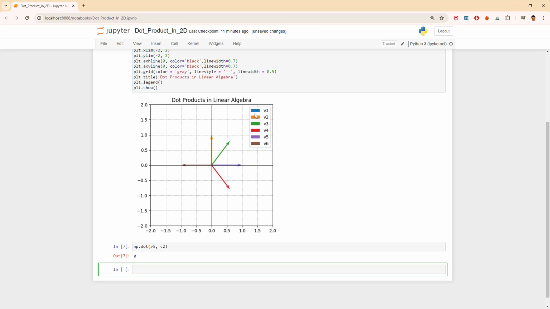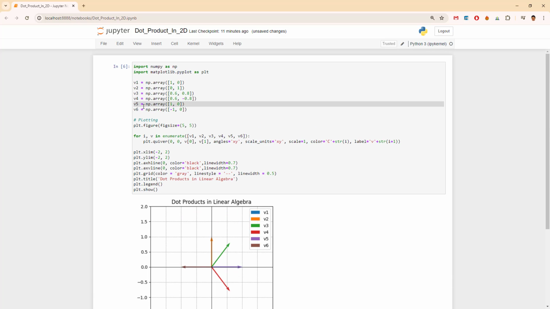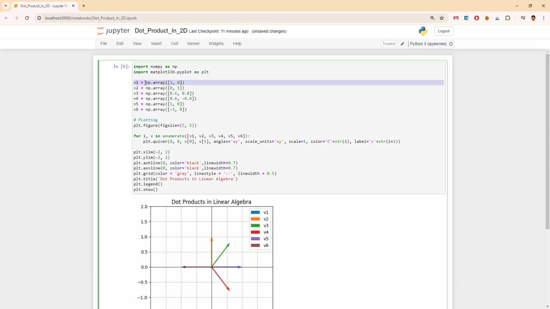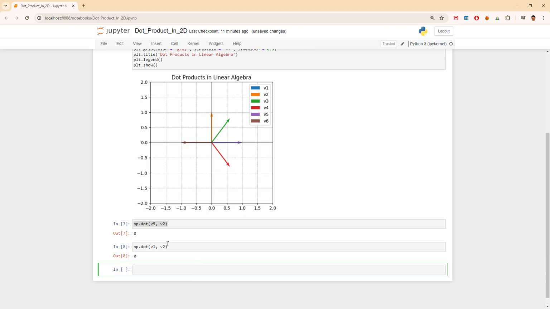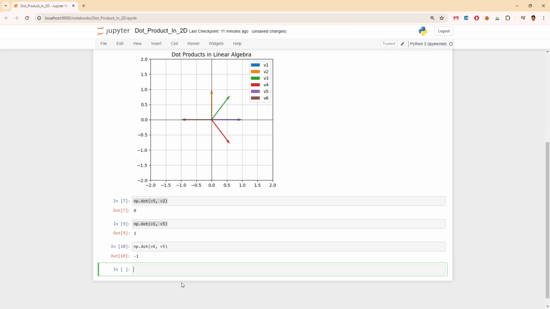The aligned one, which is the blue one, which is vector 1, is invisible because it is under vector 5. How do I know this? Because I see that these are pretty much the same. These two should be vector 1 and not vector 2, but vector 1 and vector 5 should return 1. And last but not least, vector 5 and vector 6 should return minus 1.